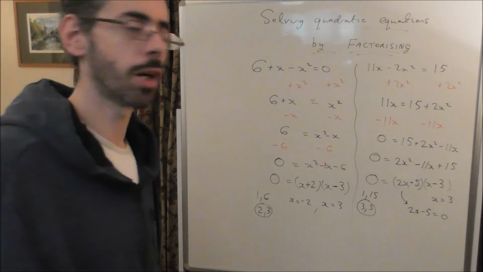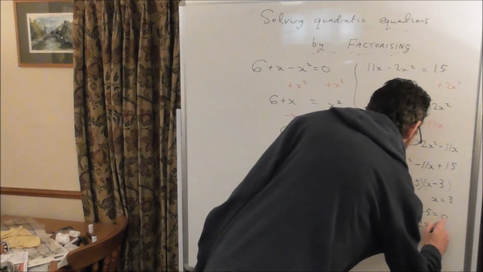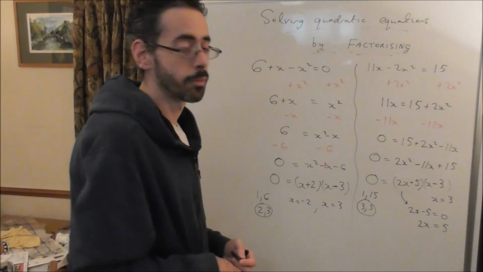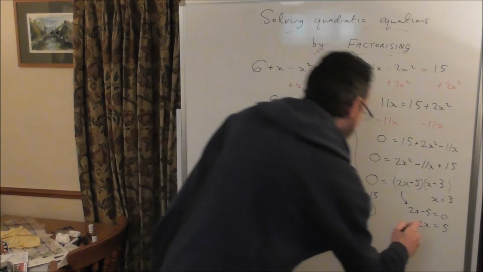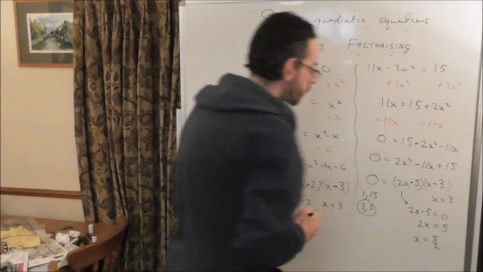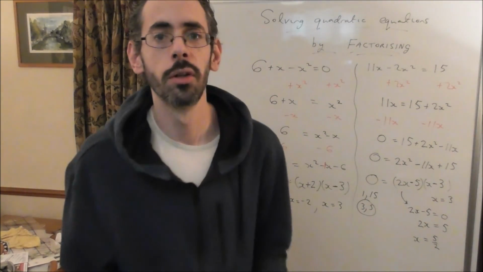To get rid of the minus 5, you can just add 5 to both sides. And you're left with 2x equals 5. And then to get rid of the 2, you just divide both sides by 2. And you get x equals 5 over 2. So the two solutions are x equals 3 and x equals 5 over 2.